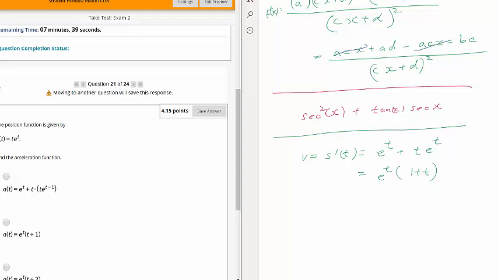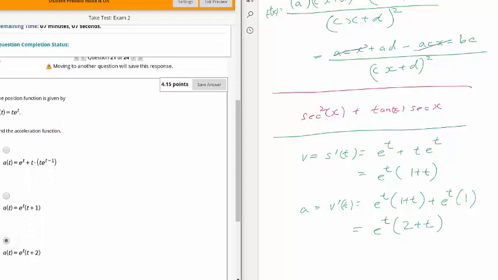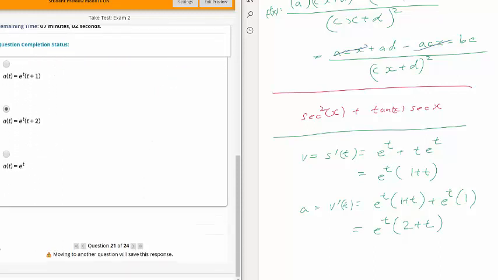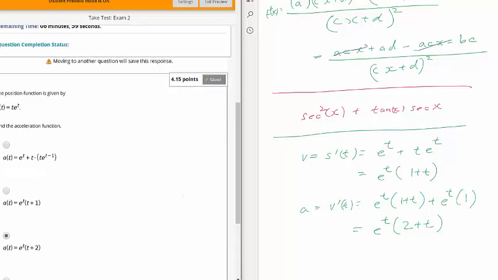And so the acceleration function is simply the derivative of the velocity function. And so again, another product rule. Derivative of e to the t is e to the t. And then we've got e to the t times the derivative of 1 plus t, so that's 1. We can factor out an e to the t, and we will end up with 2 plus t. And so the answer is this guy right there. Saved already, good. Next question.